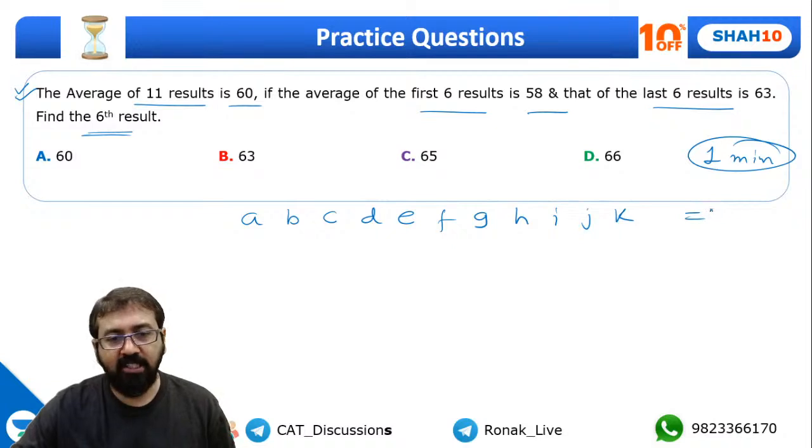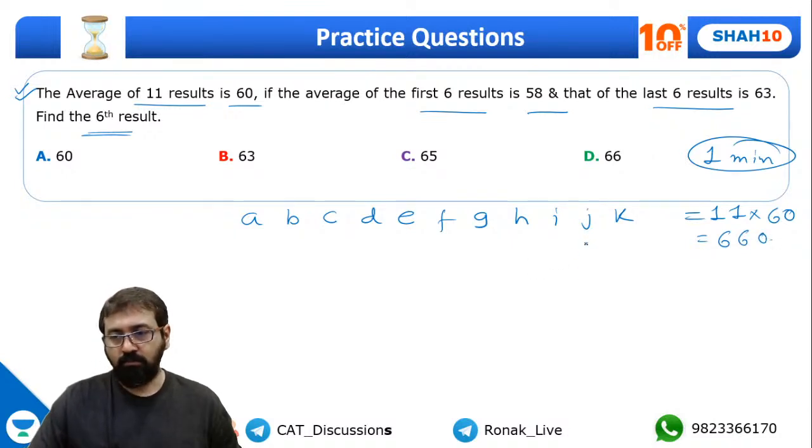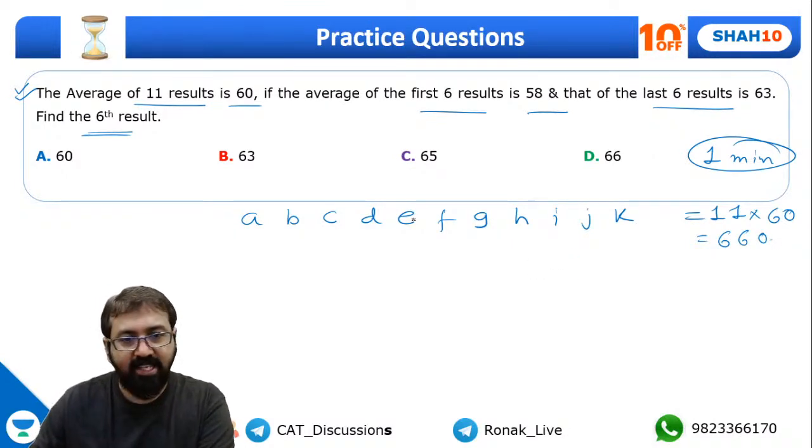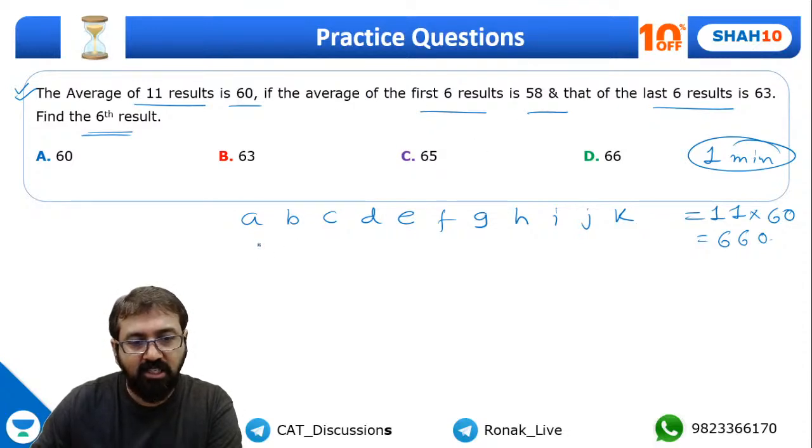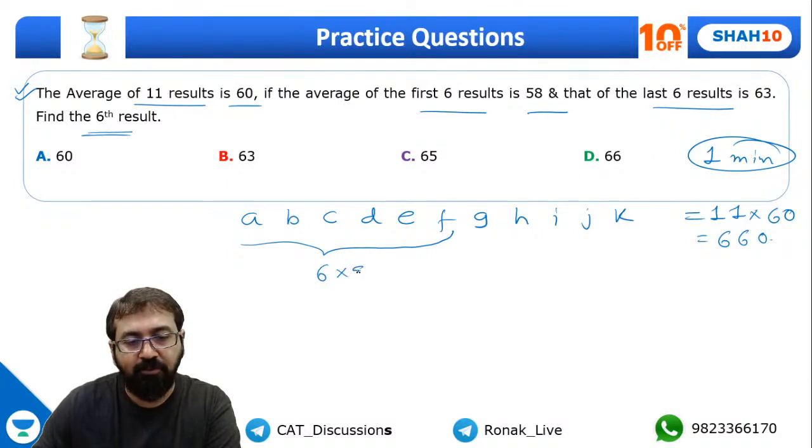So the total will be 11 into 60, that is 660. Now what they are saying is the average of the first 6 results is 58. So these 6 results have average 58. So what will be the total of these 6 numbers? 6 into 58. So it will come out to be 348.